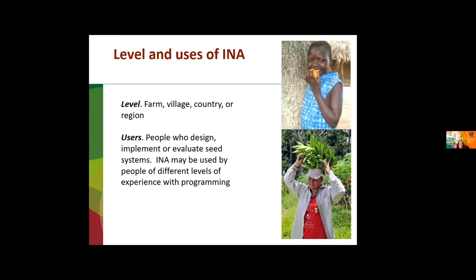So impact network analysis can be used across different scales, from just a small number of farms, or even within a farm, if there's movement of seed within the farm, up to larger scales. And the people who could be using this technique would be people who design, implement, and evaluate seed systems. And it can be used by people with different levels of experience with programming, though the team would need to include at least one person who does have experience with programming, or I should say using programs. New programming probably won't be necessary, but someone that is familiar with how to use programs.